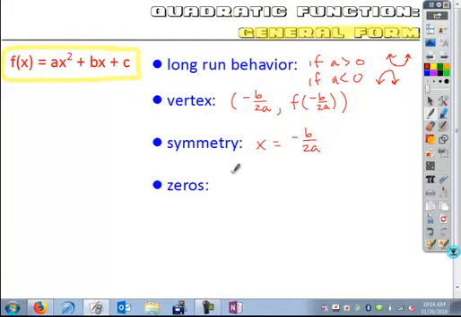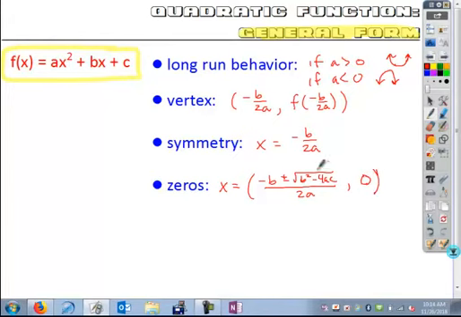And then the zeros for the standard or this general form can be found by using the quadratic formula. It's not the only way. Obviously, we have the solve feature of our TI-89s, but if you use the quadratic formula, which is negative b plus or minus the square root of b squared minus 4ac all over 2a, that's going to be your x coordinate of the zeros, and then your y coordinate will always be 0. And so those would be all your zeros.